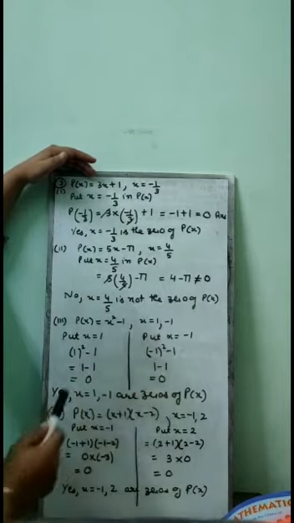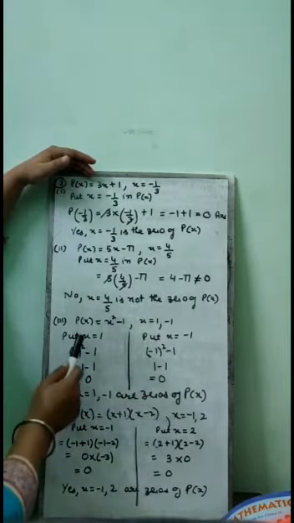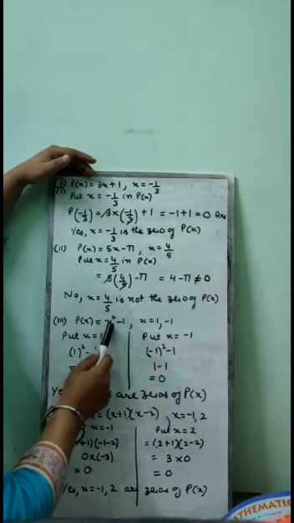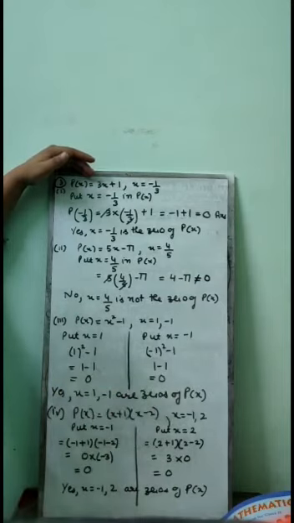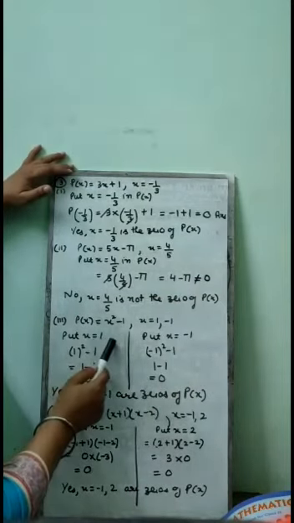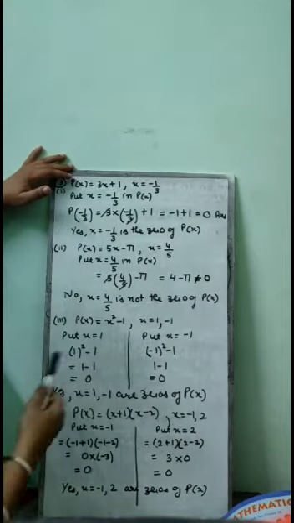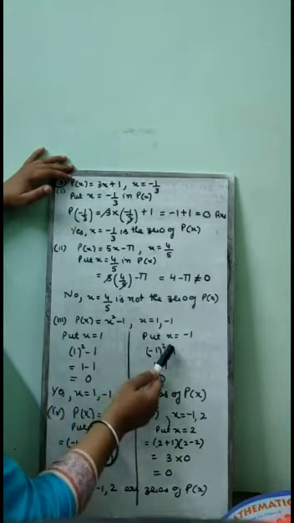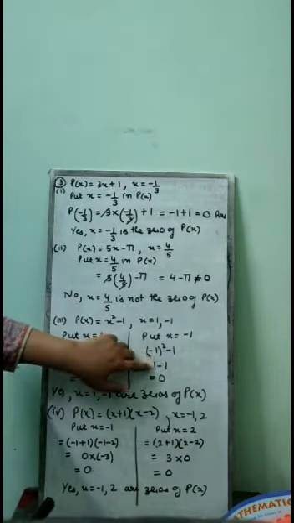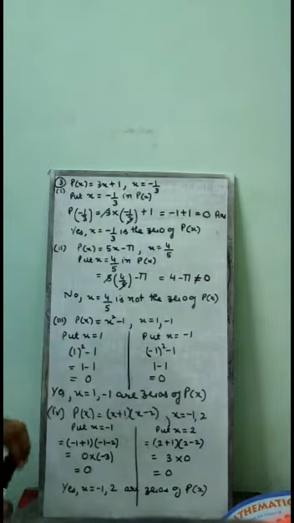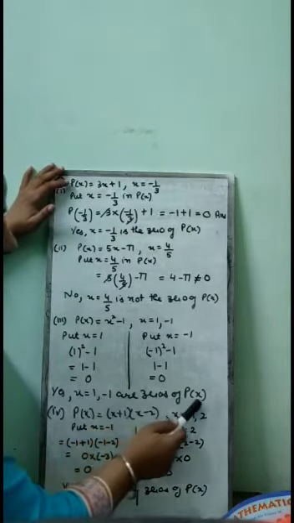Now two values are given. One is x is equal to 1, other is x is equal to minus 1. In one side you will put x is equal to 1 in the given statement. At other side you will put x is equal to minus 1 in the given statement. When you put x is equal to 1, you will get 1 square minus 1. Answer will be 0. Here when you put minus 1 square minus 1, square of minus is plus, square of 1 is 1. 1 minus 1 is 0. So yes, x is equal to 1 and minus 1 are the zeros of p(x).